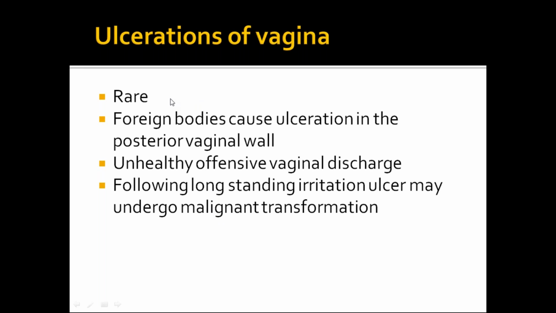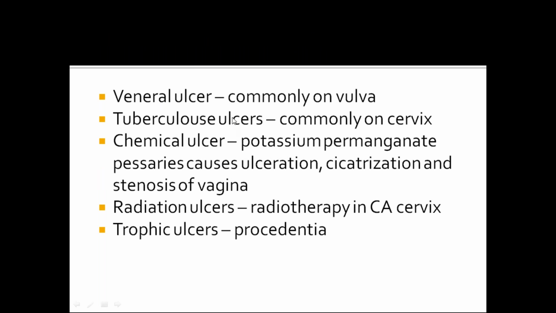Okay, venereal ulcers can also be there. Usually the venereal ulcers most commonly involve the vulva. Rarely they involve the vagina. And there are tuberculous ulcers, also very rare. Isolated tubercular ulcers will not be present in case of vagina. They are also commonly present on the vulva and cervix. So isolated will be rare in the case of vagina. So these are venereal ulcers, tuberculous ulcers, and chemical ulcers because of potassium permanganate pessaries. They cause ulceration and cicatrization and stenosis of vagina.